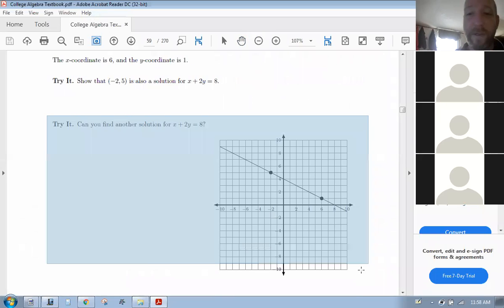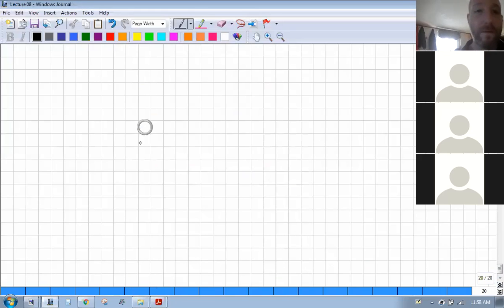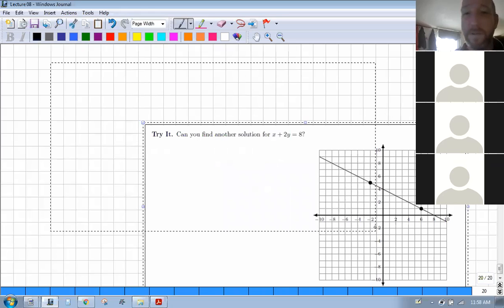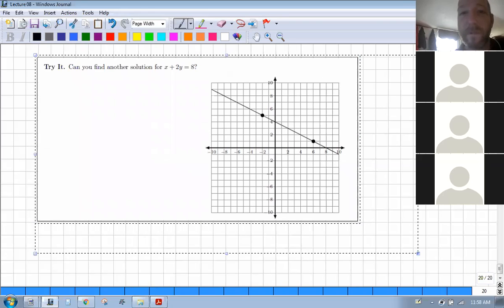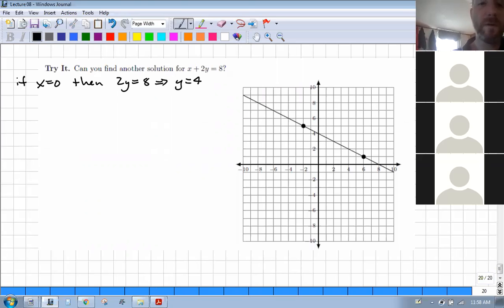All right, can we find another solution? Here we go, they're graphing it for us finally. Basically, plug in any number you want for x and solve for y. We just did one of them. We did the easy one. We let x equal 0. If x equals 0, then 2y equals 8, which means that y is 4. So (0, 4) is a solution.